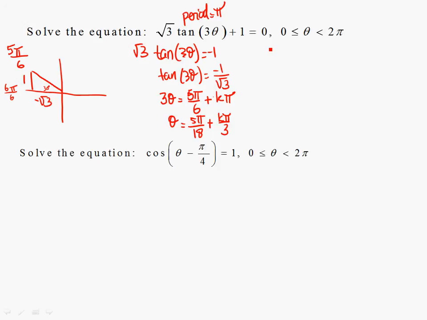Okay, where else is your tangent negative? In quadrant 4. Now that's your negative. Okay, so this is what? This is a pi over 6. How many pi over 6? 11, right? Okay. So 3 theta also could be 11 pi over 6 plus k times pi. Divide by 3. So it's 11 pi over 18 plus k pi over 3. Okay, now I'm going to list all my answers. Between where and where do I need to stay?